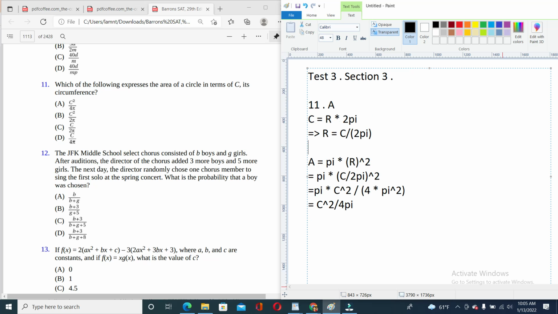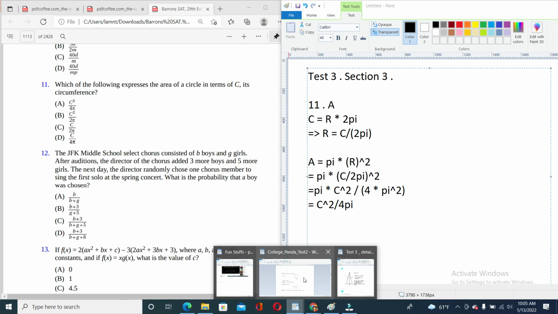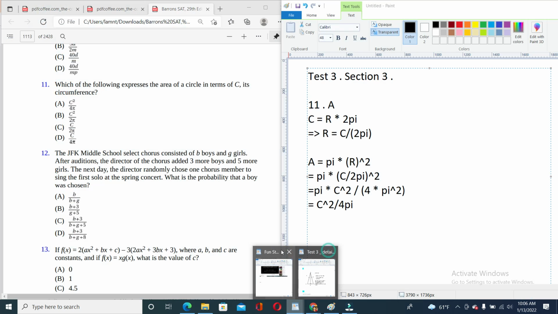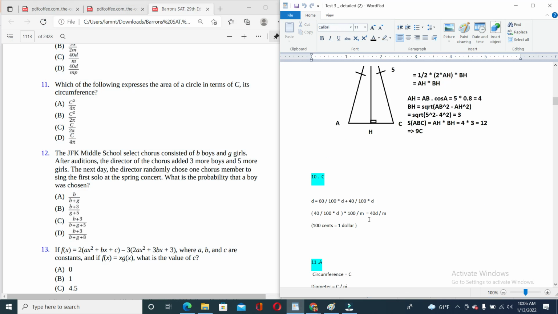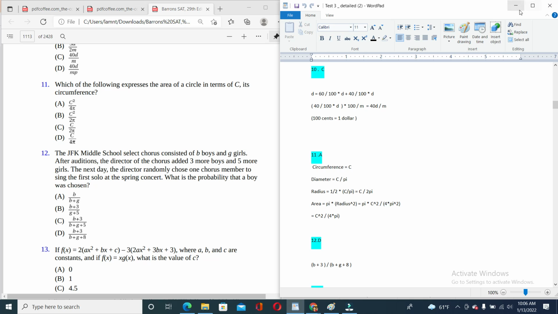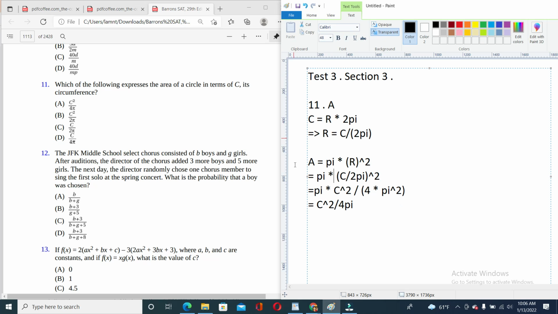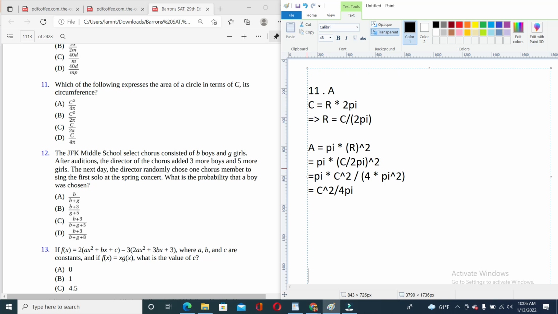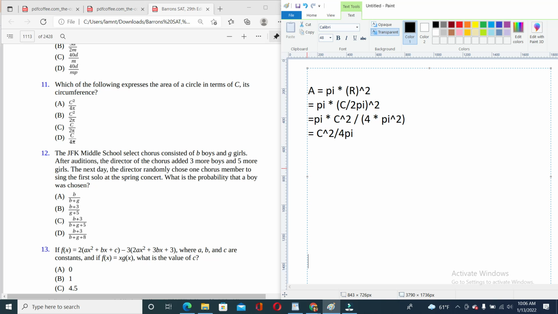Okay, number 12. So a group consisted of b boys and g girls. Add 3 more boys and 5 more girls. Choose at random one member to sing solo. What is the probability that a boy is chosen?